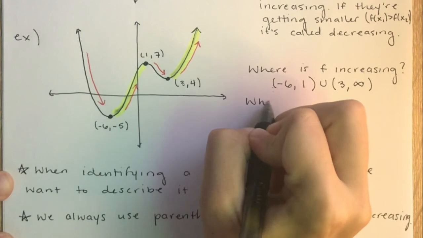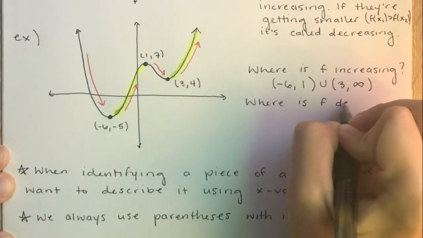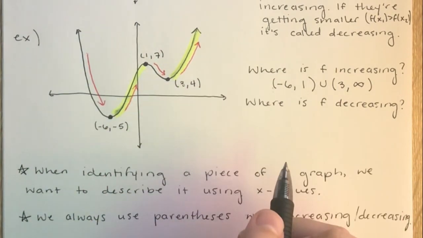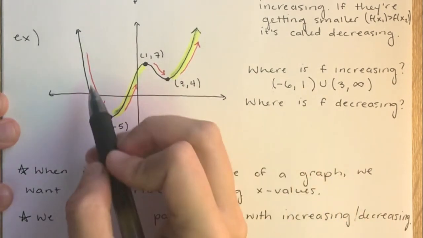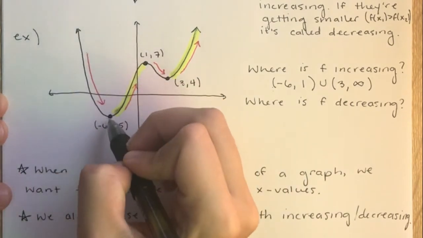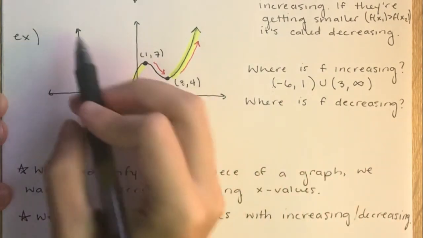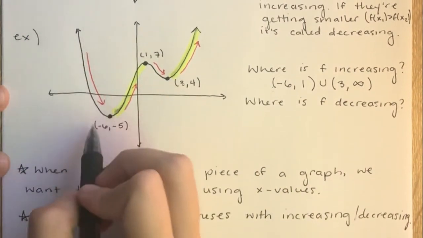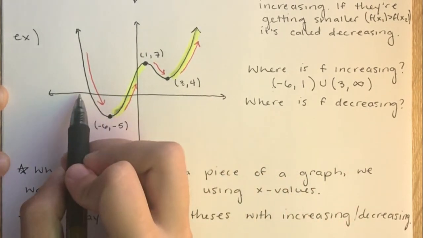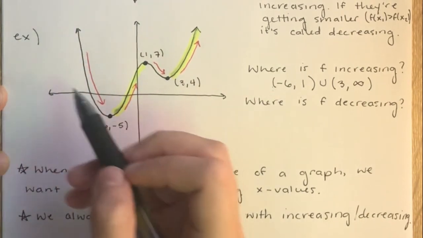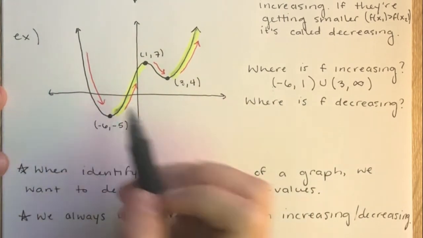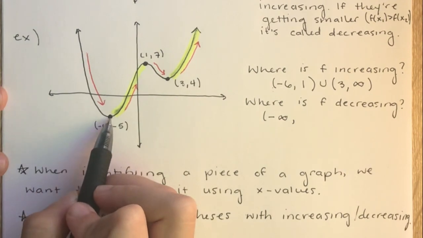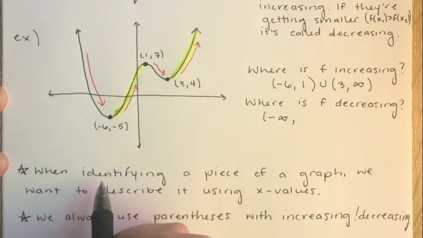Great. Okay. Where is f decreasing? Well, for this graph, we've already written our arrows. So where are our output values getting smaller? Well, probably where our arrows are pointing downwards. So this piece of the graph and this piece of the graph. How can we name those? Well, we want to use the x values, of course. What is the starting x value of this piece of the graph? Is there one? There isn't one. We know that it extends forever in this direction, so there's no beginning x value, so we want to start at negative infinity. Where does it end as we're moving from left to right? It ends here. What is the x value for this point? Negative 6.